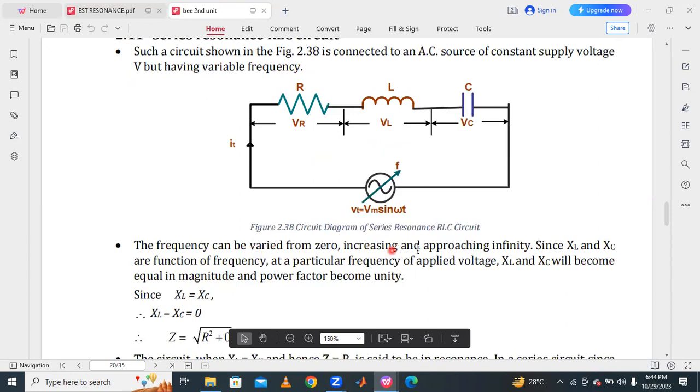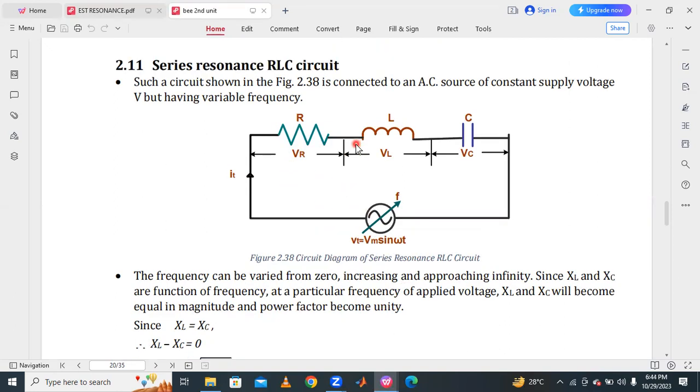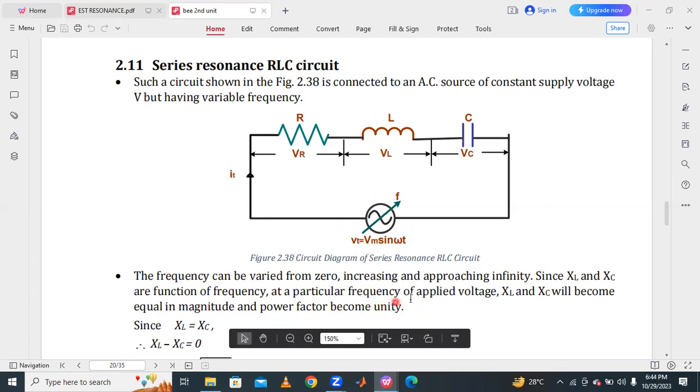At resonance condition, the power factor will become unity, because the circuit will become a resistive circuit. These two are equal and opposite. XL equal to XC, that means XL minus XC will become 0. The voltage drop across the inductor and capacitor will become 0. Then the circuit behaves like a resistor. That's why at resonance condition the power factor becomes unity.